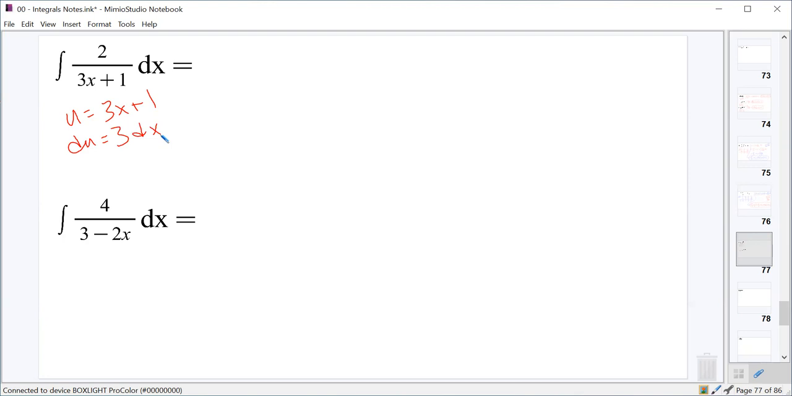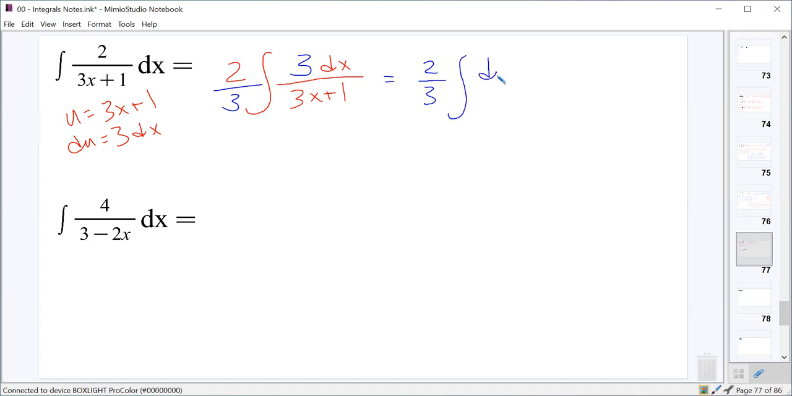And so we don't have a 3 dx, we have a 2 dx. So what we'll do is we'll take that 2 out into the front to begin with, and we'll have dx over 3x plus 1. Right? We can pull that constant out of the integral if we want. And we're going to need to then multiply by 3 inside, which means we'll divide by 3 on the outside. So we end up with 2/3 of the integral of du over u.